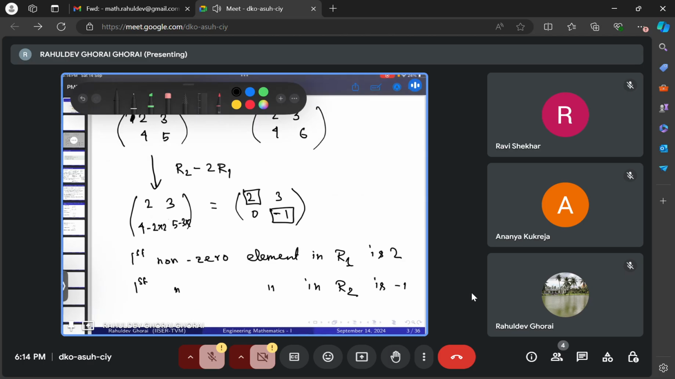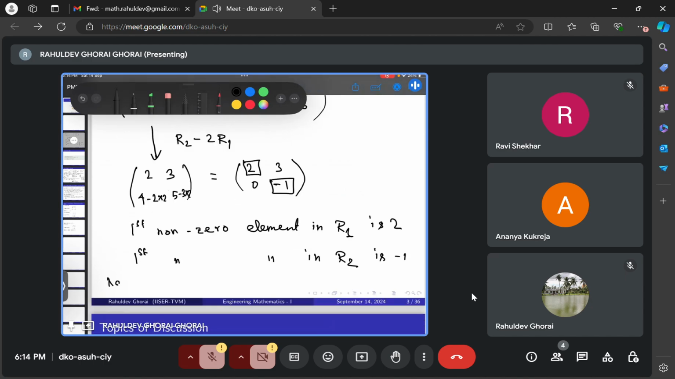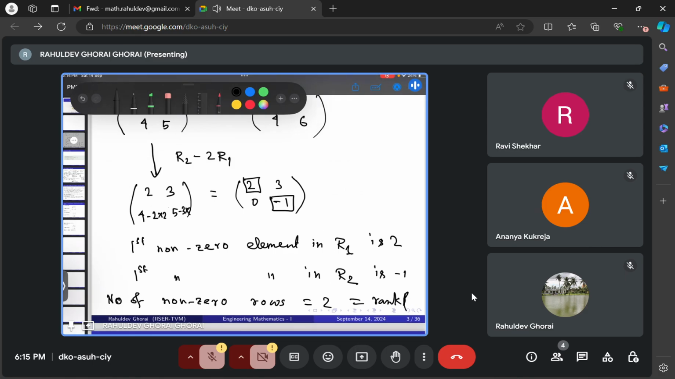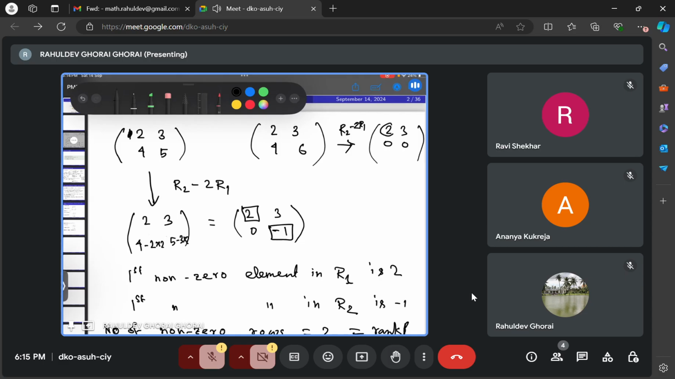So how many non-zero rows are there? The number of non-zero rows is equal to 2. So that is equal to the rank of the matrix. If you understand this, then for the other matrix you can do the same type of operation, R2 minus 2R1. Then 2, 3, 0, 0. This gives the first non-zero element, and below that it is 0. So one non-zero row is there. So rank is 1.